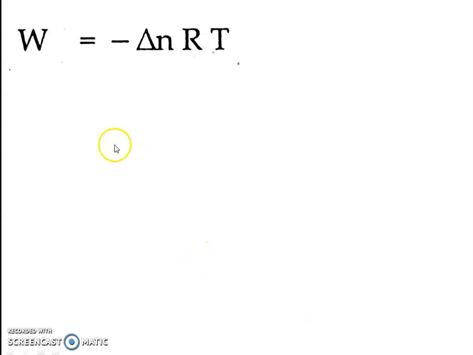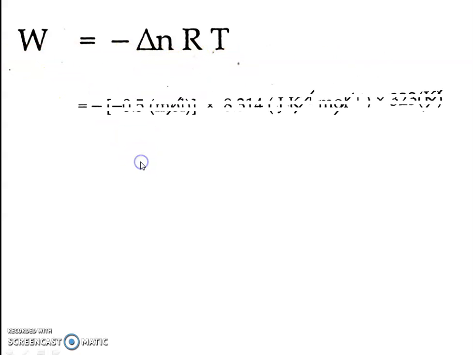Now we know the equation for gases. W is equal to minus delta n RT. Actually W is equal to minus P delta V, but P delta V is equal to delta n RT, and this W is equal to minus delta nRT. This is used for gases.